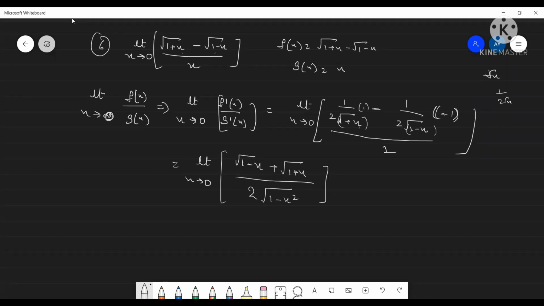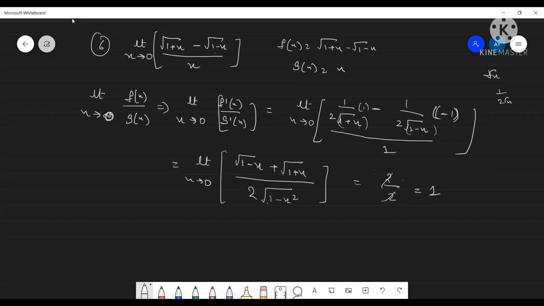Okay, now apply the limit. x equals 0. So root 1 plus root 1. Root 1 is 1. Again, root 1 is 1. So the numerator will be equal to 2. This is 2 by, again, if you put 0 over here, you will have 1, 2 by 2. So this is equal to 1.